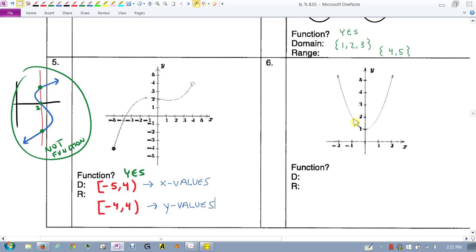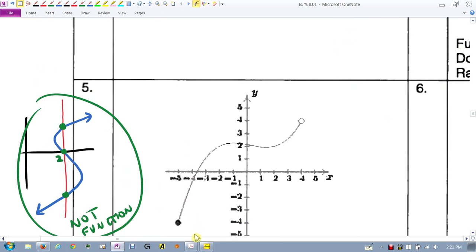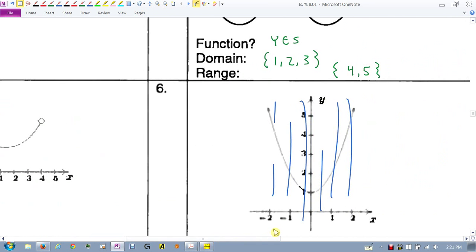How about this one? Is it a function? So start drawing your vertical lines. You never hit it more than once, do you? So it is a function. What about domain? But I can't tell. Can you tell from yours if those are dots or arrows? Are those arrows? Okay, so let's assume that these are arrows right here at the end.